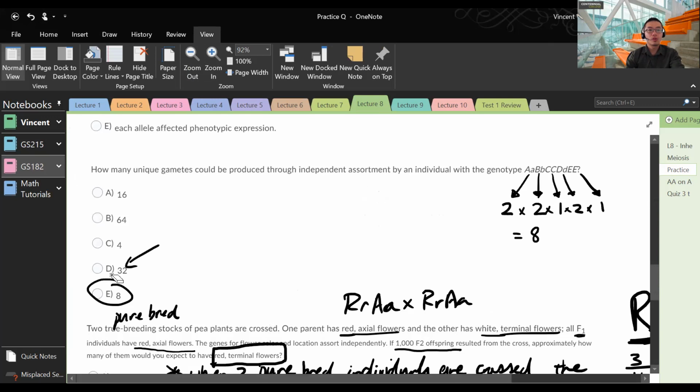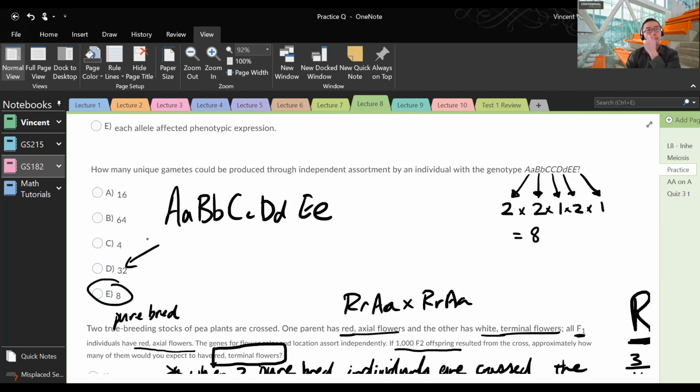Alex, you mentioned 32 earlier. It would be 32 if it's like this. If they're all heterozygous, then 2 choices, 2 choices, 2, 2, 2. So 2 times 2 times 2 times 2 times 2, that's going to give you 32. Is that okay? Will you guys be able to handle this on the quiz? I sure hope so, for your sake.